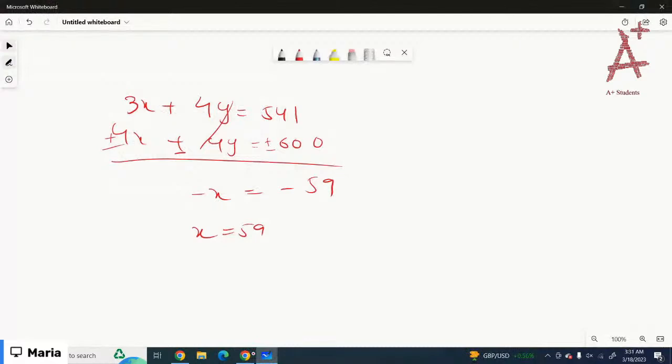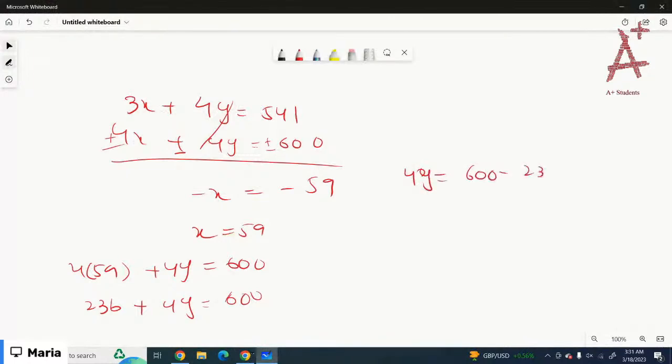Let's just use the second one. 4 times 59 plus 4y equals 600. 59 times 4 is 236, plus 4y equals 600. Just subtract 236 from the other side. It would be 4y equals 600 minus 236. 600 minus 236, that is 364. So just divide both sides by 4.